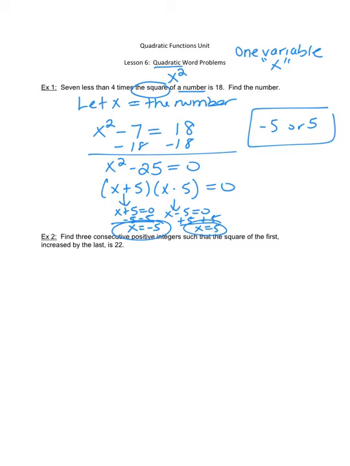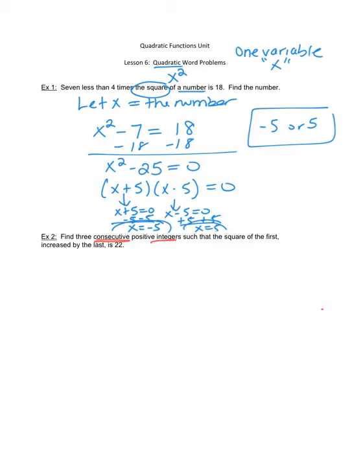Okay, we'll take a look at another one. The next one, oh, that's not what I meant to do, sorry. Let me just erase this. We're looking at consecutive integer problems. So it says find 3 consecutive positive integers such that the square of the first increased by the last is 22. First, I'm going to ignore the word positive for a moment. I'm just going to look at the fact that they're consecutive integers.